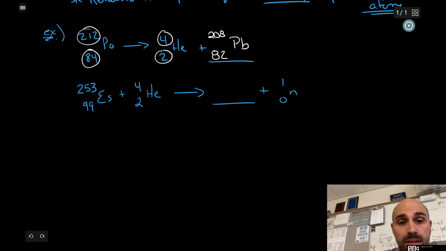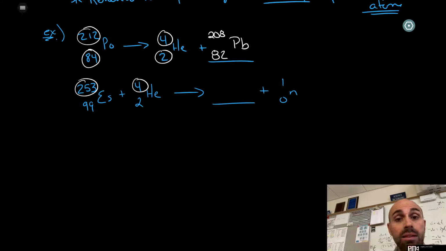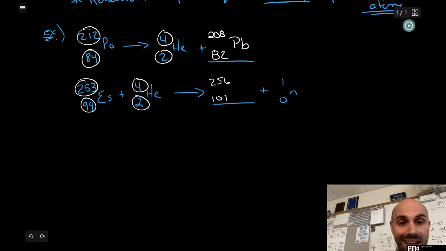Take a look at the bottom. 99 plus 2, that's going to give us 101. Now we have a 0 on the other side already, so what number plus 0 equals 101? I swear I am not trying to trick you. The answer is 101. 253 and 4, that's 257, so we're going to add 256 onto the other side. 99 and 2 is 101. We got the molybdenum, or excuse me, mendelevium, I think. Try this next one on your own.